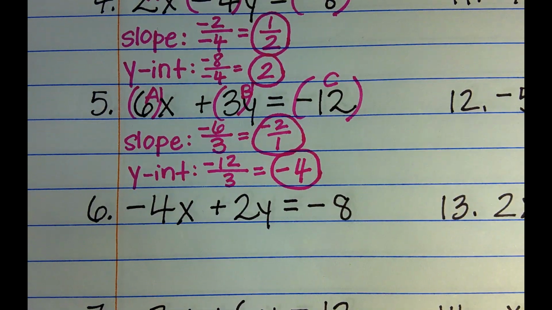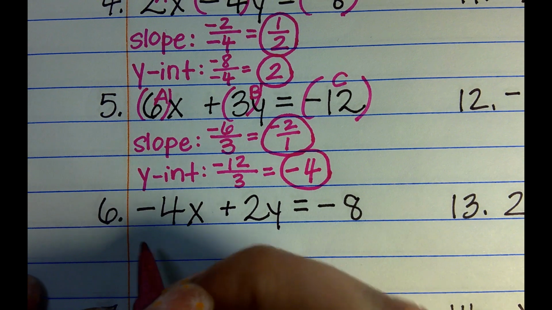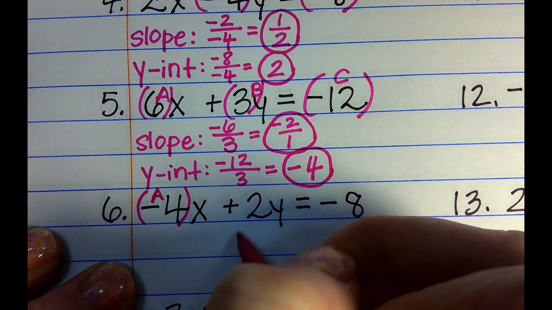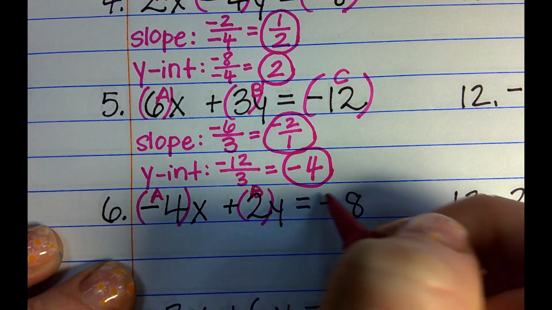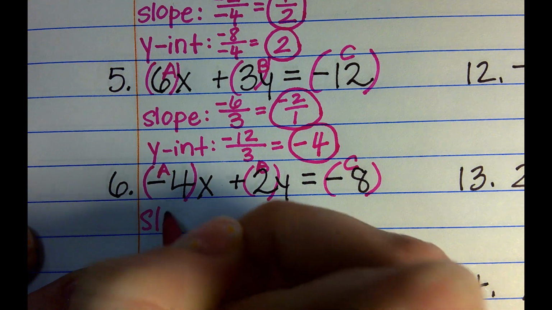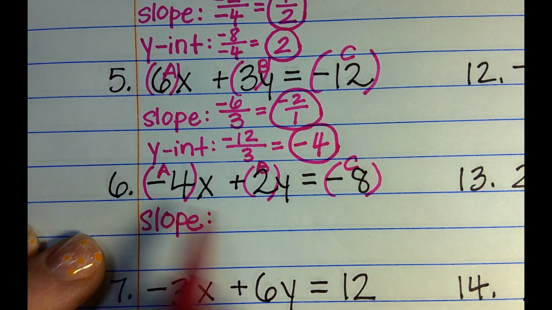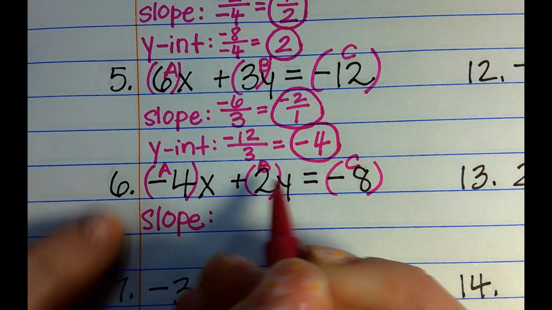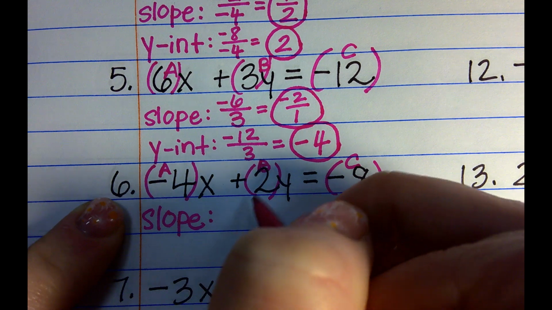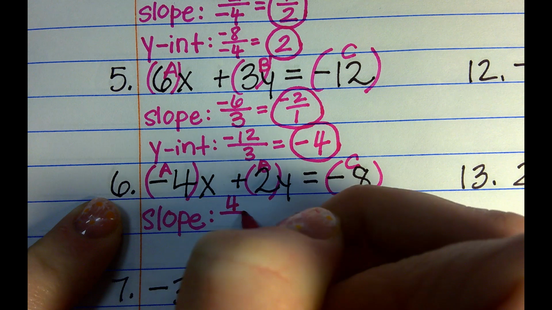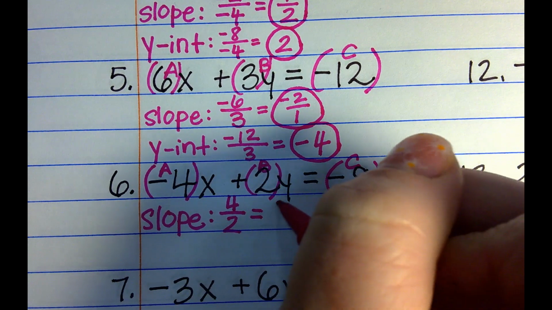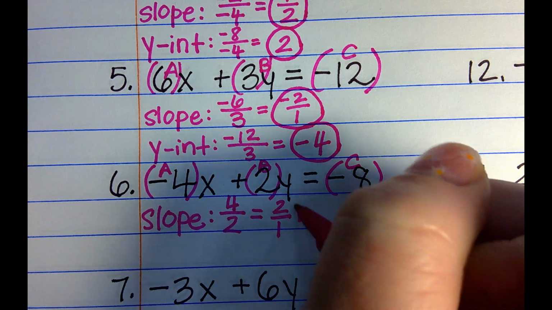All right, let's do number 6. A, B, and C. What's that? -4, 2, -8. Good. There's our A, B, C. What's our slope? 4 over 2 equals 2 over 1. Good. Remember, it's negative A over B. So since A is -4, negative A is +4. So 4 over 2, and that simplifies to 2 over 1.